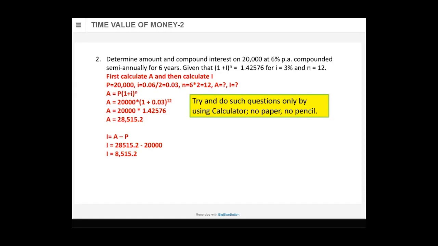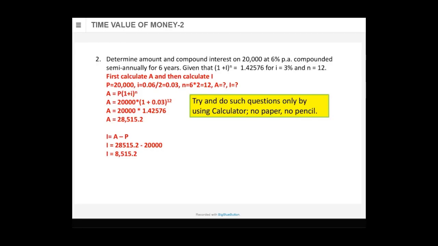Given that (1 plus i) raised to n is equal to 1.42576 for i equal to 3% and n equal to 12. This was ready-made given to you, so you don't have to do that on a calculator. That value is given in the question, so you can do it on a calculator directly. First calculate A and then calculate I.